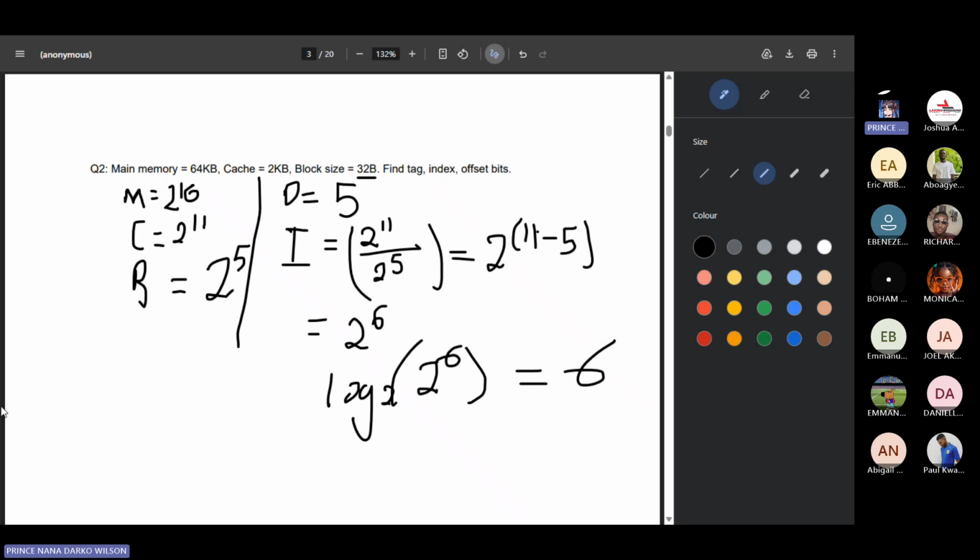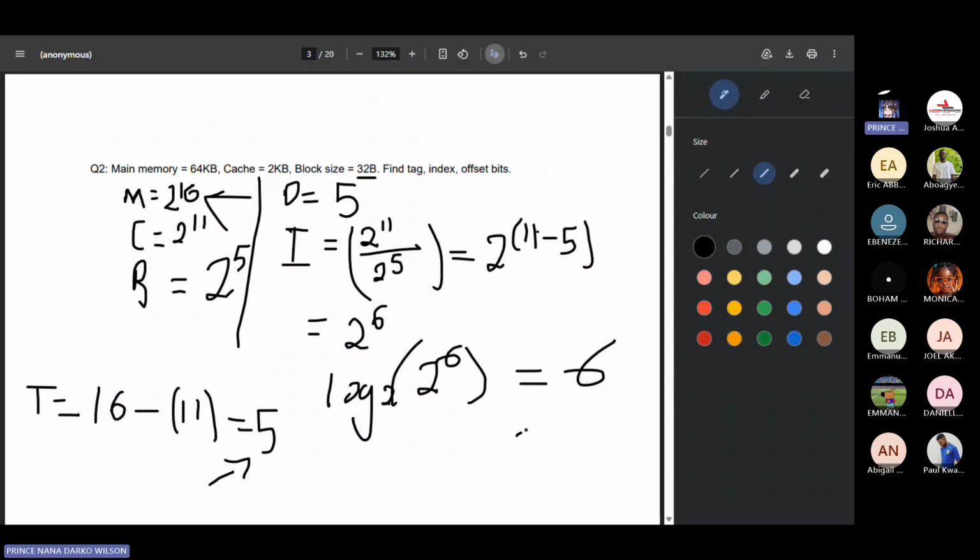So that will mean that our tag will be the total we had for RAM, that's 16, minus the sum of these two values, right? So 16 minus 6 plus 5. 6 plus 5 gives us 11. 16 minus 11 leaves us with exactly 5. This means for this question, our tag is also 5.